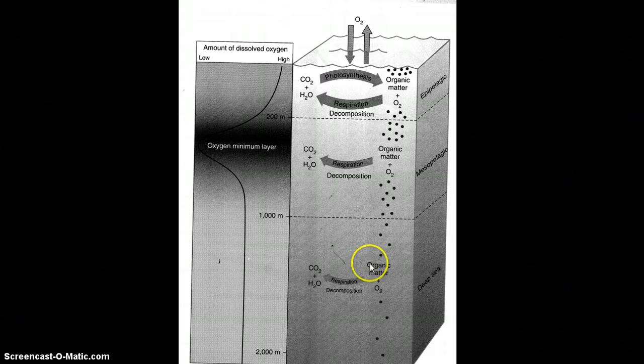Below that, there's less food, so there's less respiration and less decomposition occurring, so most of the oxygen that was there in the surface waters remains there in the deeper water. It's called the oxygen minimum layer.